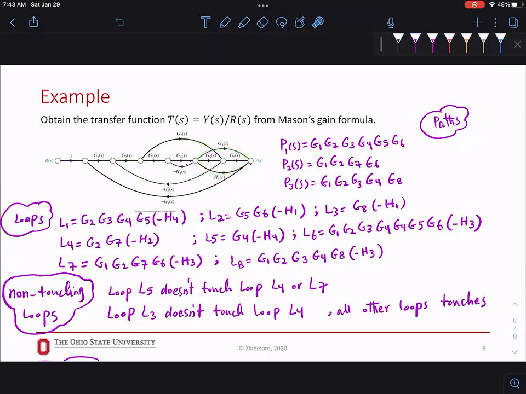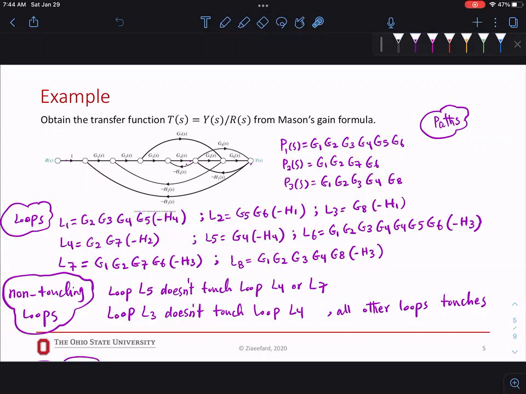When we say touching, are the nodes touching, or do they have common branches? So that's one for L5. We found 2, L4 and L7, that are not touching. So that's it, and we don't have more loops that are not touching. So we will stop here.